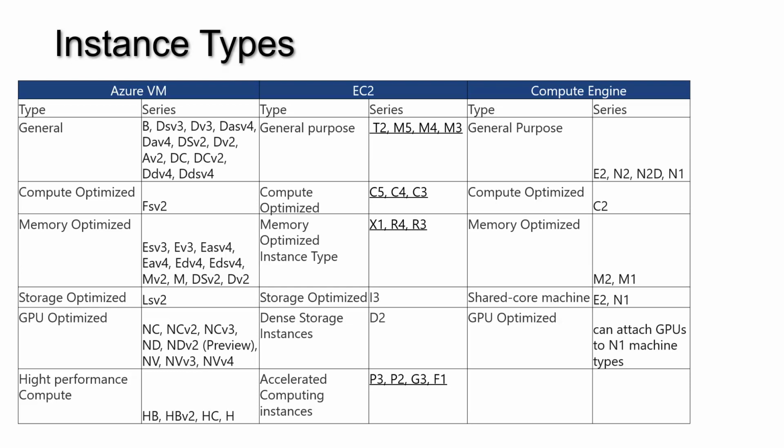Then Compute Engine, that is GCP, has general purpose, compute optimized, memory optimized, shared core machine, and GPU optimized. GPU optimized is on top of the N1 instance, where you can attach GPU processors. It's not a separate instance, it's the same N1 instance, which comes under general purpose, but you can attach GPUs to that particular instance. It is not possible for any other instance to attach GPUs, only N1 is possible. So you have to understand what the various types are that you can recommend for the customer.